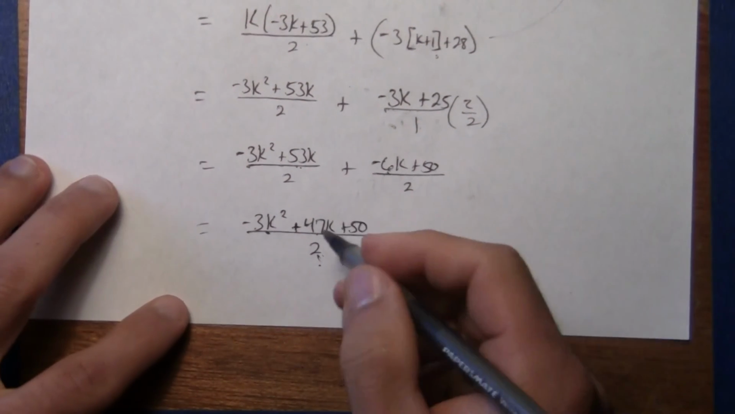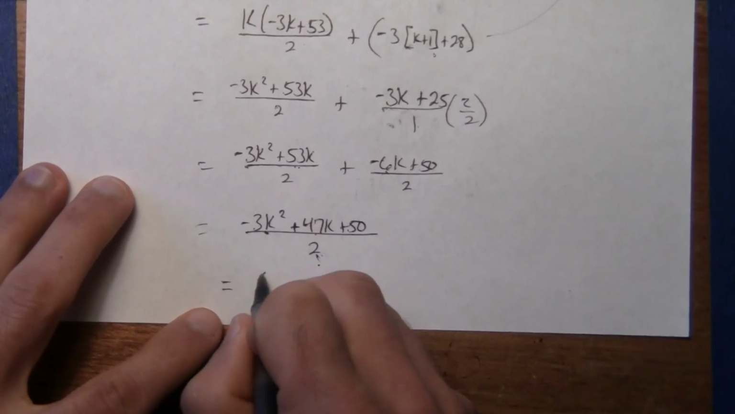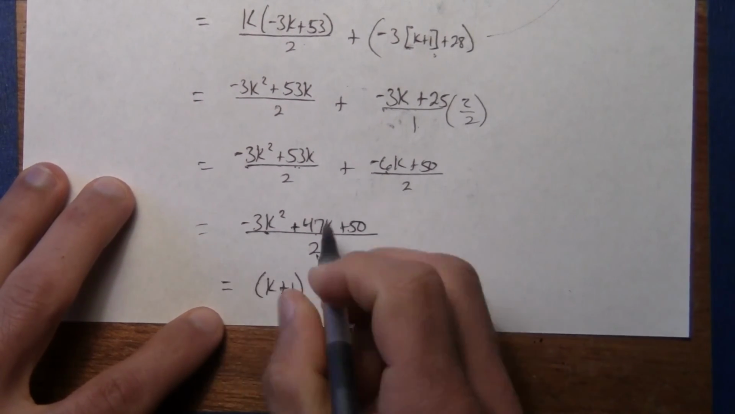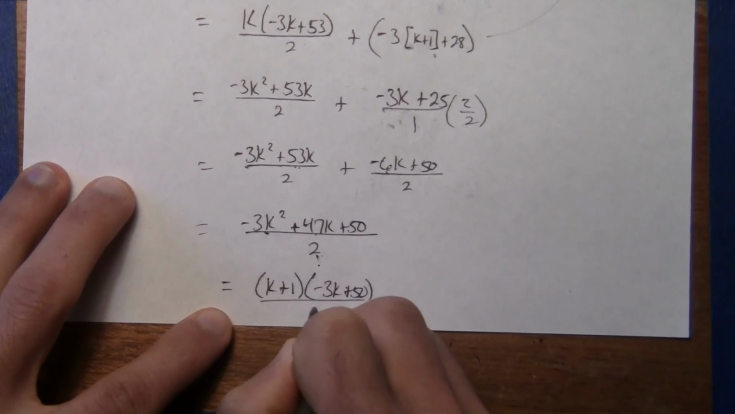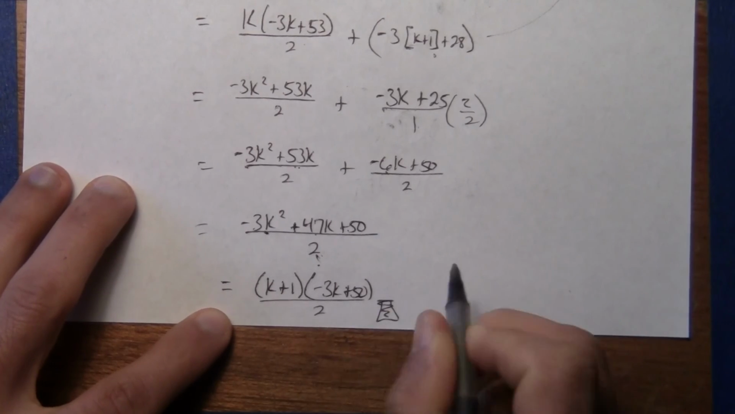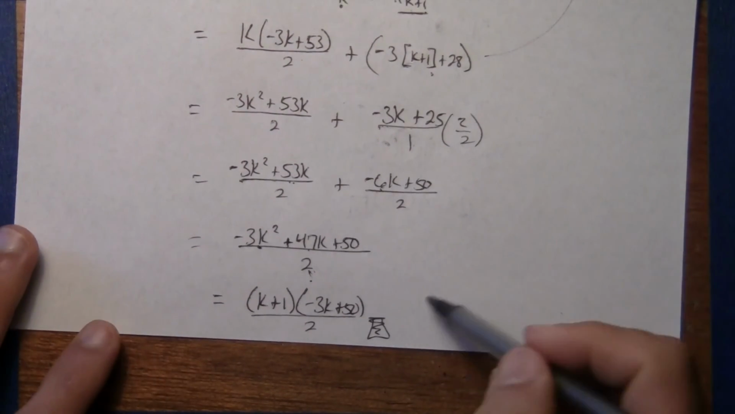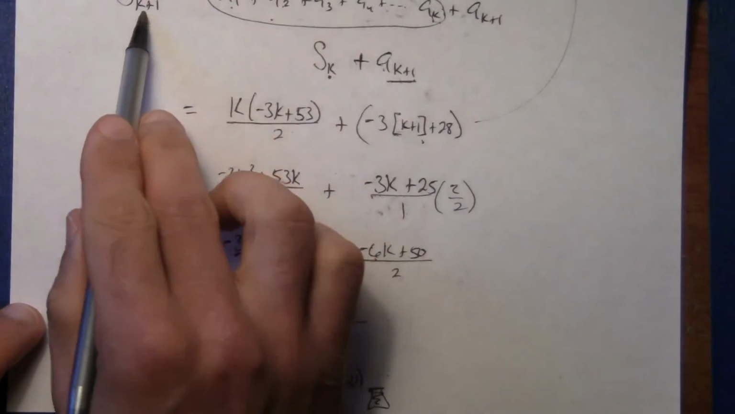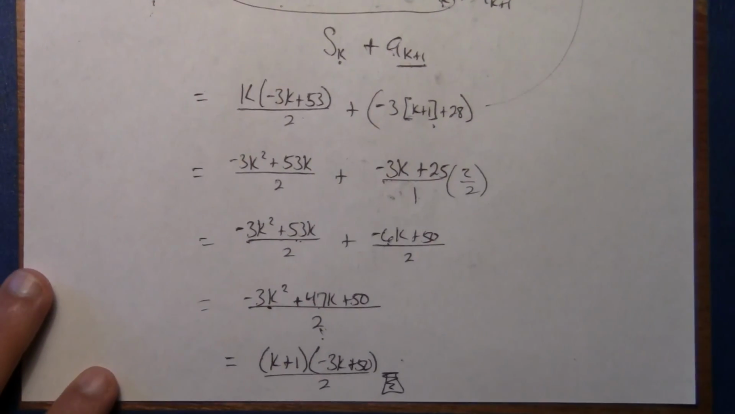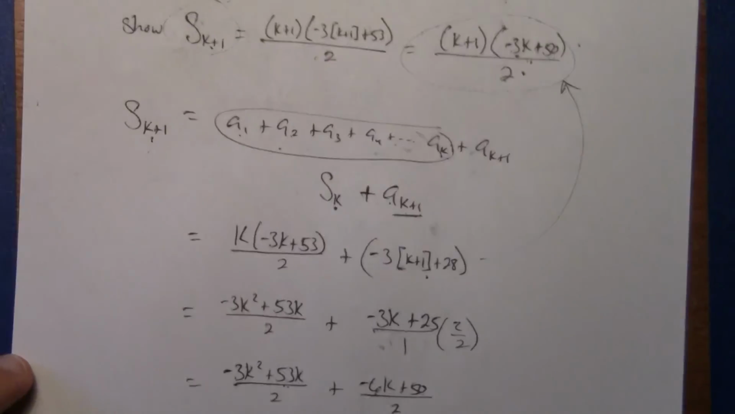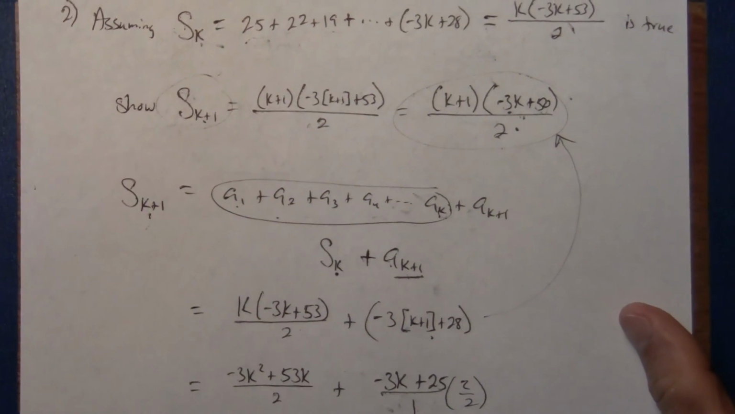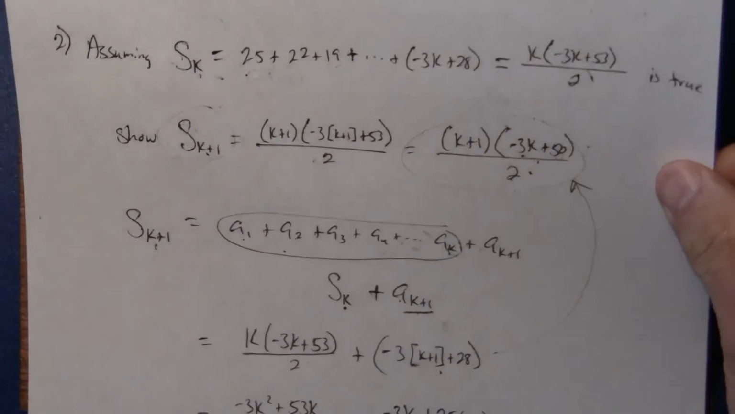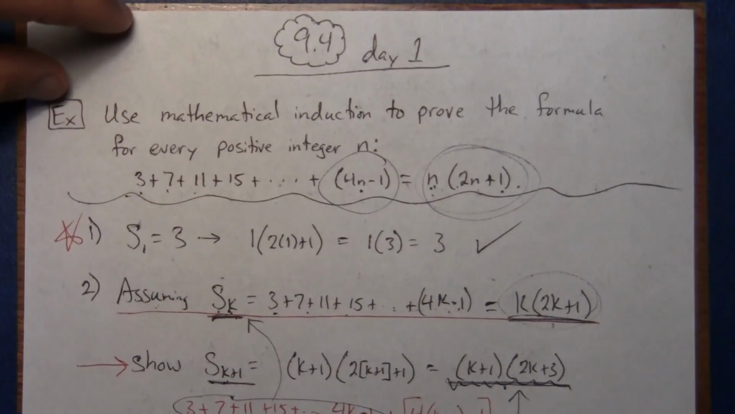So I can say that without actually going through all the steps and doing the factoring, I know k plus 1 times negative 3k plus 50 divided by 2 is what this is eventually equal to, what it'll factor into. And therefore I have proven that this is what S sub k plus 1 is equal to. Again, it takes a little time to get used to it, but hopefully the problems you get to practice will give you a little bit of confidence with it, and we'll spend a little bit more time on it tomorrow. But there is your homework help for section 9.4, day 1.